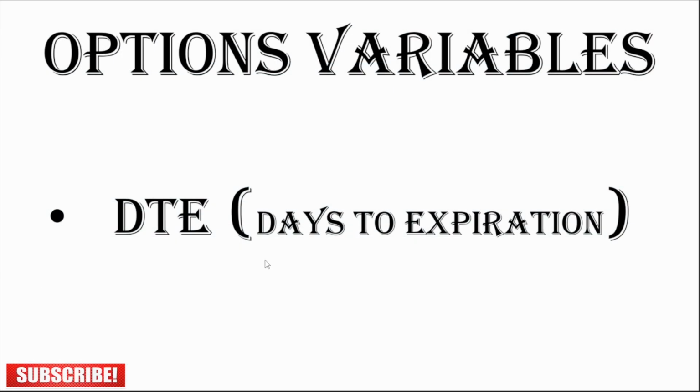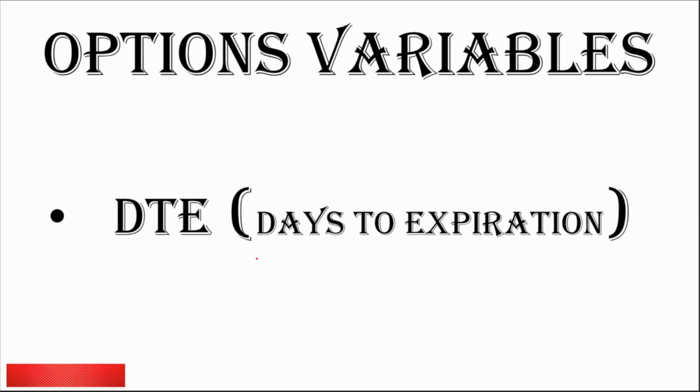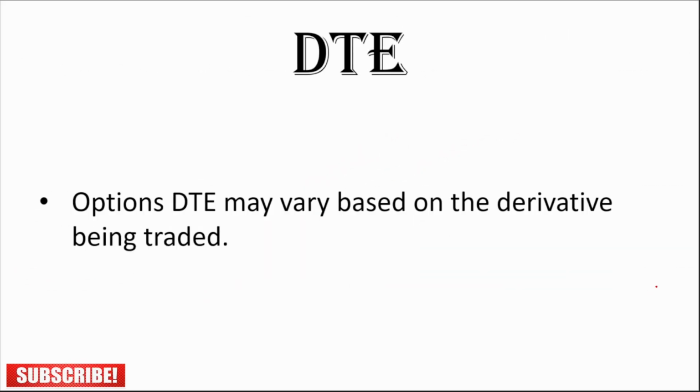The next option variable that we're going to study is the DTE. DTE is just the short term for days to expiration. So every time you're trading, or watching a video on YouTube, or reading a book, and you hear or see the word DTE when it comes to options, it just stands for days to expiration. And option DTE might vary based on the derivative being traded.